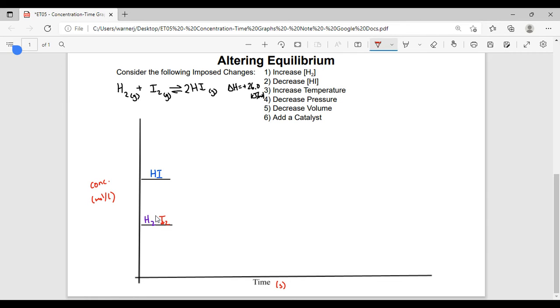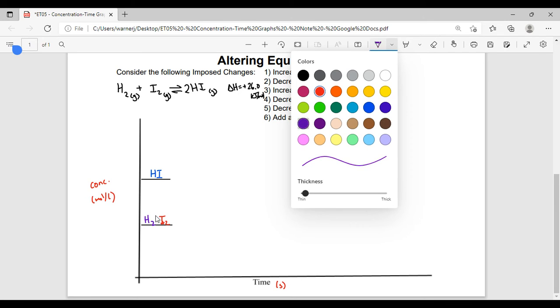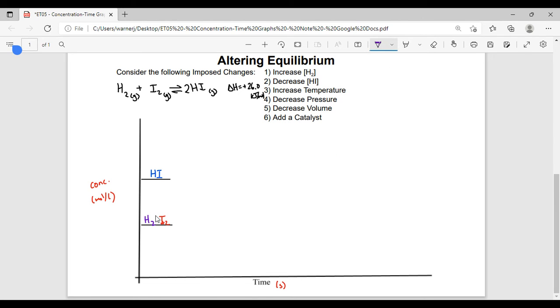So if we take a look at increasing H2, immediately when we make that change of increasing H2, I'm going to do it in purple for the H2, we should see basically a rise in H2. So its concentration should go up, and it's going up relatively quickly because our change is pretty much instantaneous. Boom, we inject a bunch of extra H2, so the concentration goes up. So we do that really fast. It's basically going to be that vertical line showing the H2 go up.